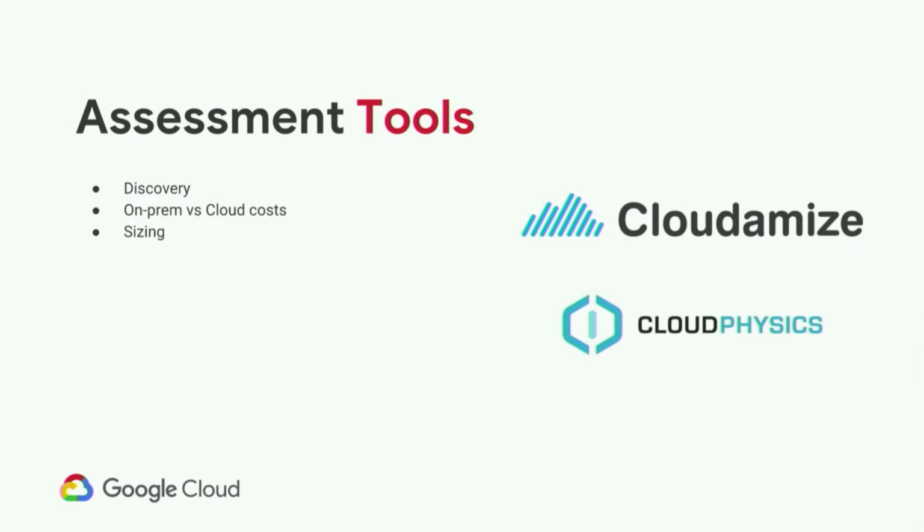If you are looking for a way to just scan your environment and determine what it would cost, assessment tools can help you do that. And we've partnered with Cloudomize and Cloud Physics, in addition to other technology partners, to provide assessment tools to help you determine what it will cost to run on Google Cloud Platform. These can help with discovery, comparing on-premises costs to costs in the cloud, as well as sizing, determining which shape of machine you should be running in cloud based on your actual usage. I'm going to hop over and show you that in Cloudomize.